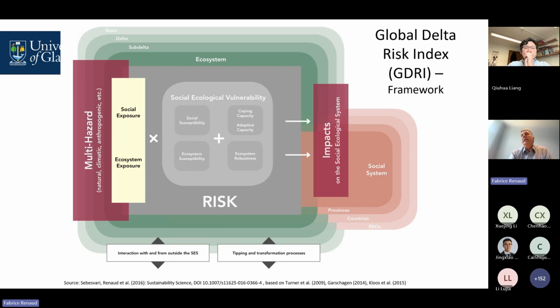And here we explicitly looked at the social exposure and the ecosystem exposure on the exposure side of the equation. And in terms of the vulnerability, we added equivalent dimensions of ecosystems that we had for the social components. So for the social components, we had traditionally, again, the social susceptibility and the coping and adaptive capacities, which I've covered before. But we wanted also to understand what were the equivalents for the ecosystem. So the ecosystem susceptibility and the ecosystem robustness. So these dimensions were added to the framework.